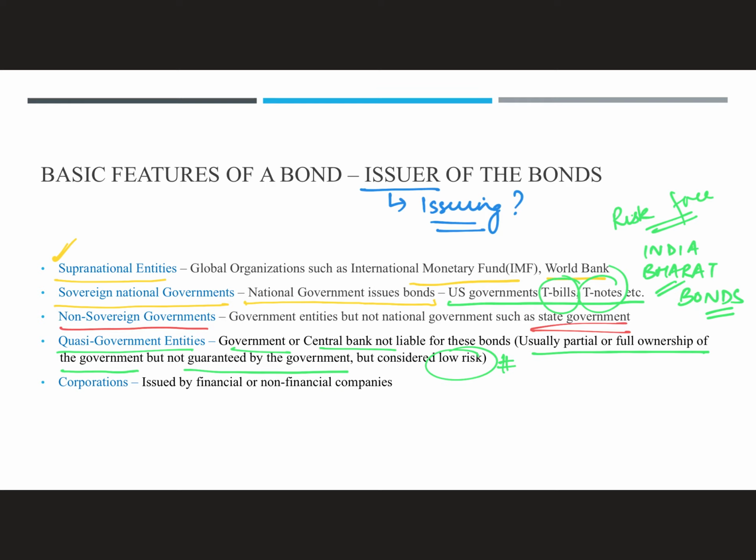And the last kind of issuers that we talk about is the corporations. So these corporations can be financial corporations or non-financial corporations. For example, Coca-Cola, Pepsi, Hindustan Unilever. So all of these companies, Tata, Reliance, in fact, Facebook or companies like these, they can raise debt financing through issuance of bonds, and then these issuers are called corporations.